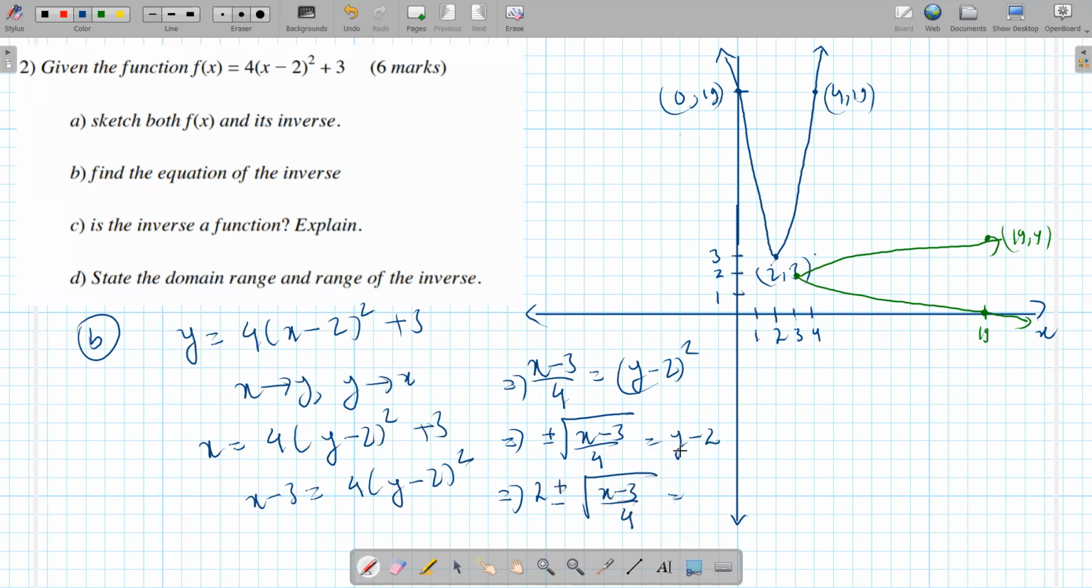And remember, this y was our y as the inverse function, right? So we started with f of x. So this is f inverse of x, like that. And that's the final answer for part B.